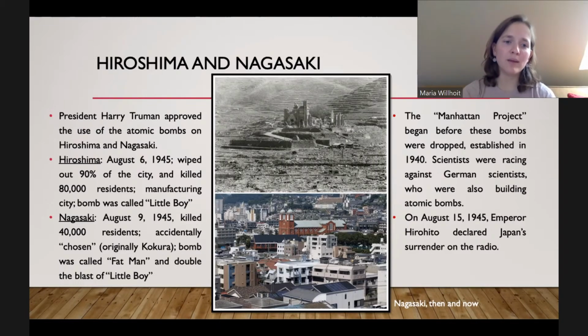But finally, with the use of these atomic bombs, Emperor Hirohito of Japan does surrender through the radio. He declares Japan's surrender on the radio on August 15th, 1945. So eventually the war does end, but it doesn't end through battle. It ends through atomic bombs.